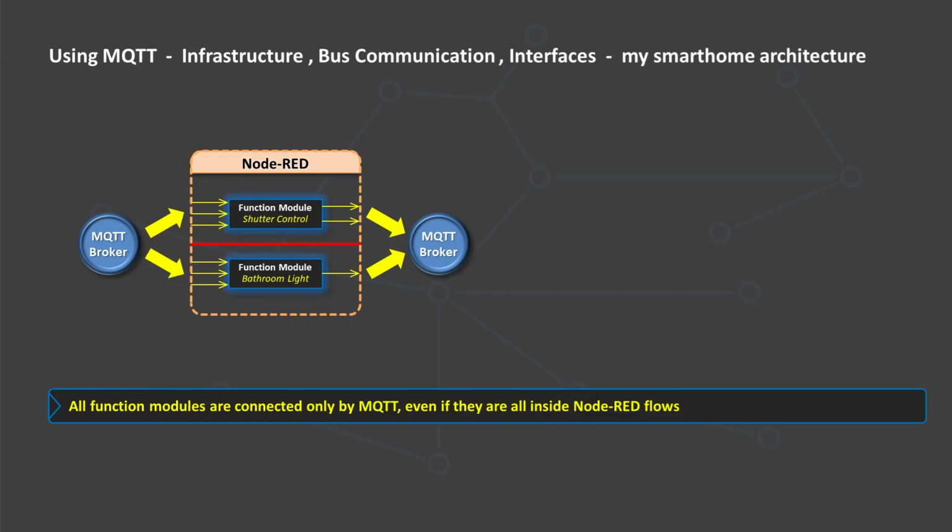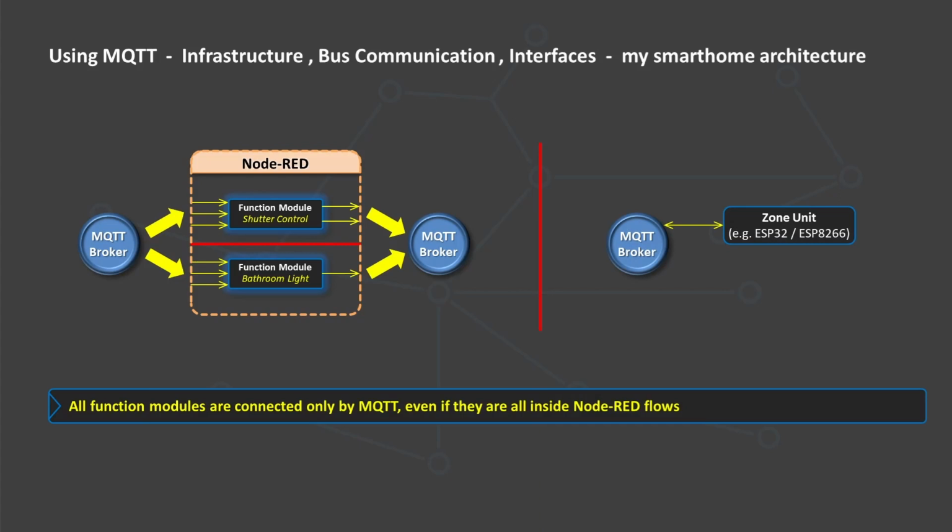This gives me the flexibility to cut any function module out of Node-RED and create it within another platform without affecting the remaining function modules at all. MQTT keeps the modules always connected, no matter which environment they run in, which programming language is used, or over which kind of bus technology they communicate. For the shown example, should there be any functional dependency between the shutter control and the bathroom light, then it will be controlled by a separate function module using the MQTT interfaces.